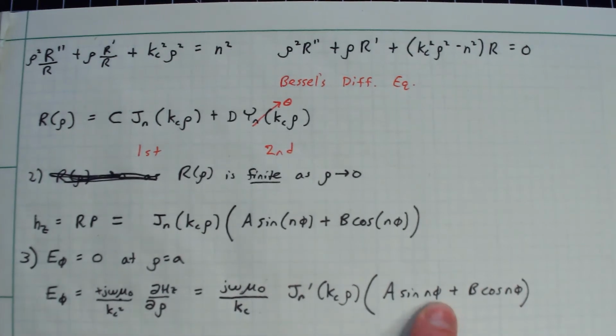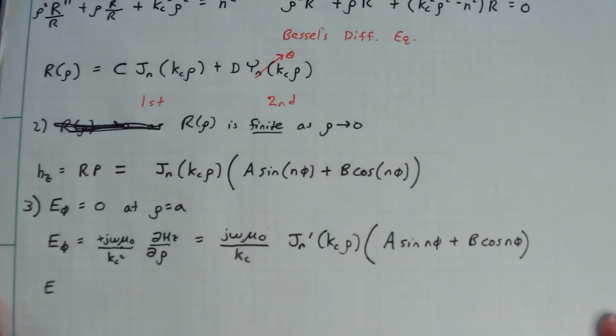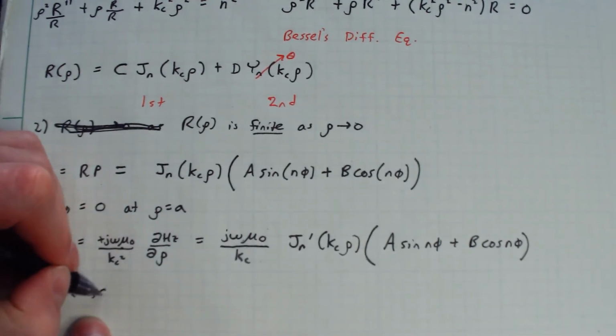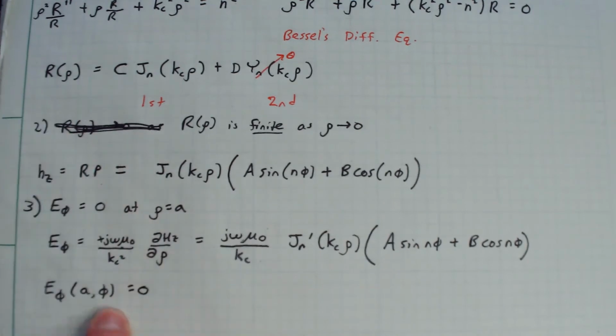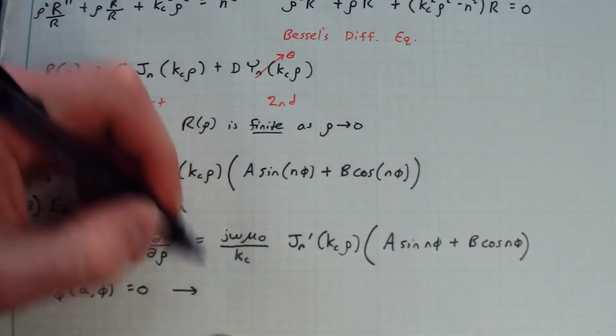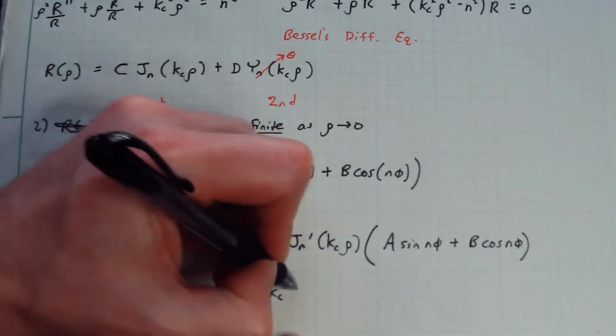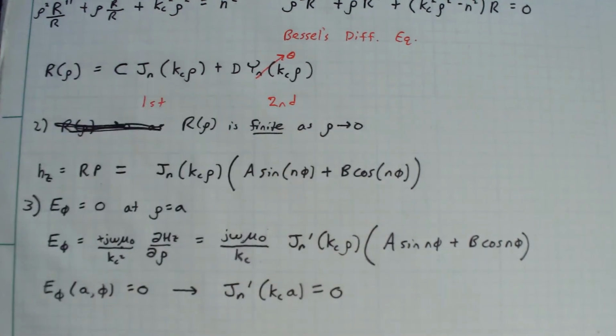I want this to be 0 at rho equals a. So I'm going to write this as follows: E sub phi of a comma phi is equal to 0. And that's just going to imply, very quickly, J sub n prime of k sub c times a is equal to 0. That looks a lot worse than it is.